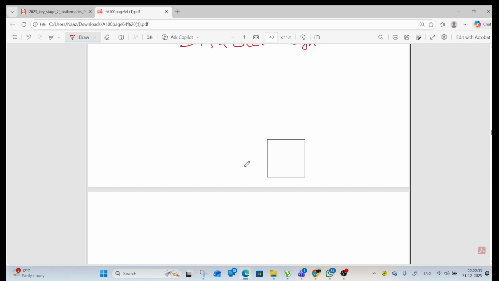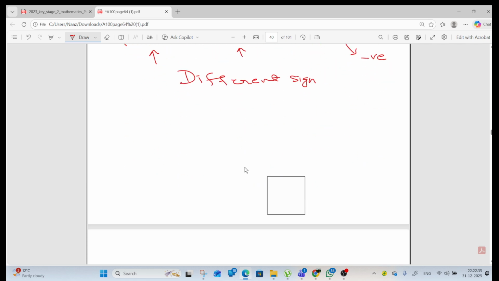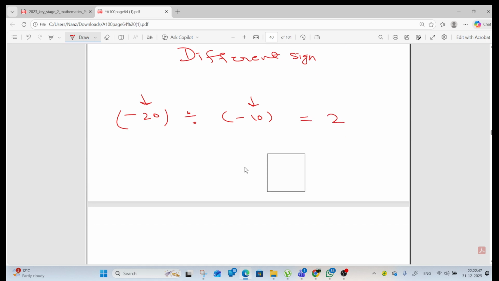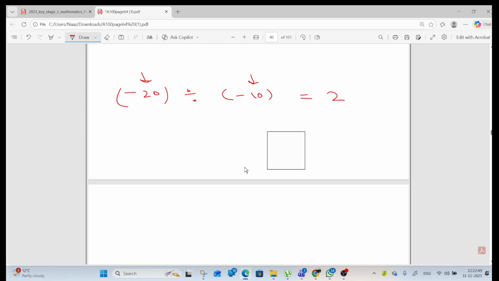And for division we have the same rule. Suppose I do negative 20 divided by negative 10, both having same sign, both negative, so answer is going to be positive. But suppose I have negative 50 divided by positive 5. Because one is negative, other is positive, I'm going to get negative answer. So answer is going to be negative 10.